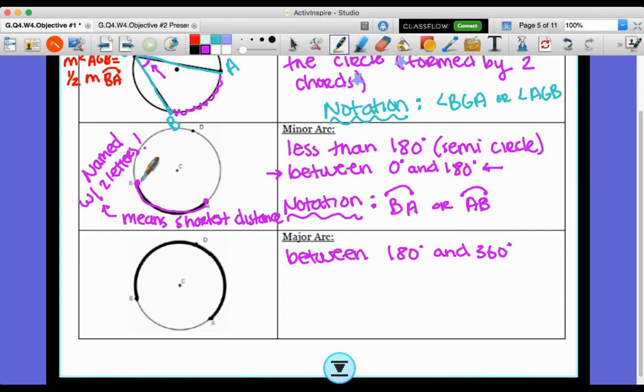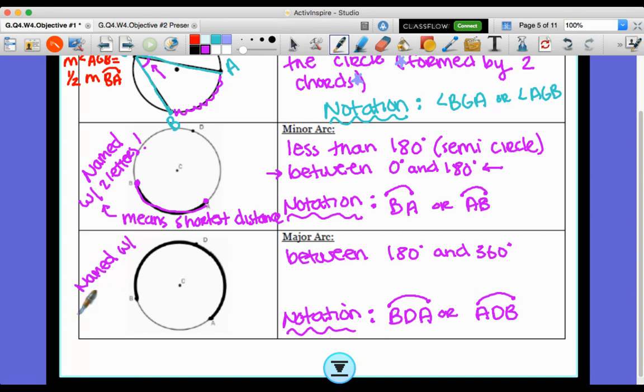So if you look at this, this is just the other part of the circumference, right? So the notation for this is going to have 3 letters. How do I know that I'm going the longer distance around? Well, I have to say I'm going to go from B to D to A, or I'm going to go from A to D to B. You're following it around, right? So this is going to be named with 3 letters, which means longer distance.